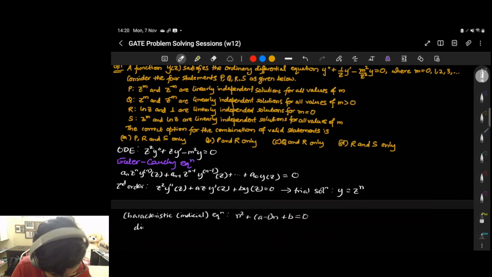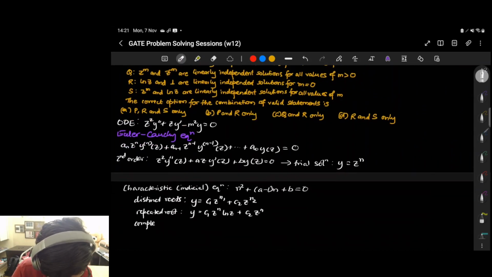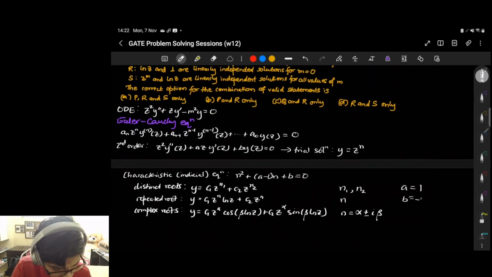If the roots of this characteristic equation are distinct, then the solution is as follows. If there is a repeated root, then the solution is as follows. And if there are complex conjugate roots, the solution is as follows. The roots in the first case are distinct, n1, n2. In the second case, it's a repeated root n. And in the third case, it is alpha plus minus i beta. Now, in our case, we have a equal to 1 and b equal to minus m squared.